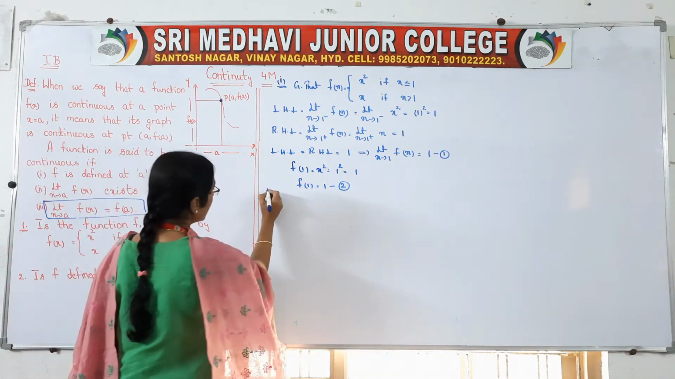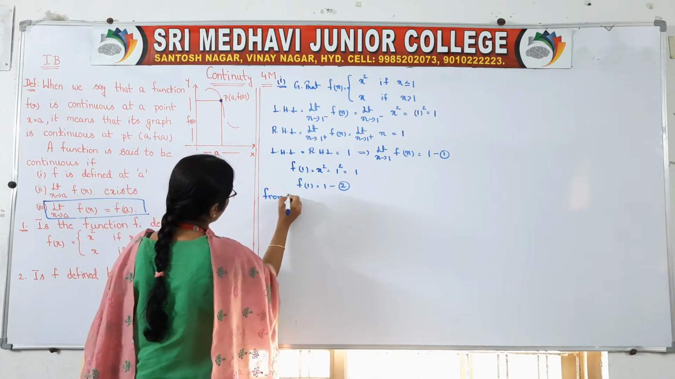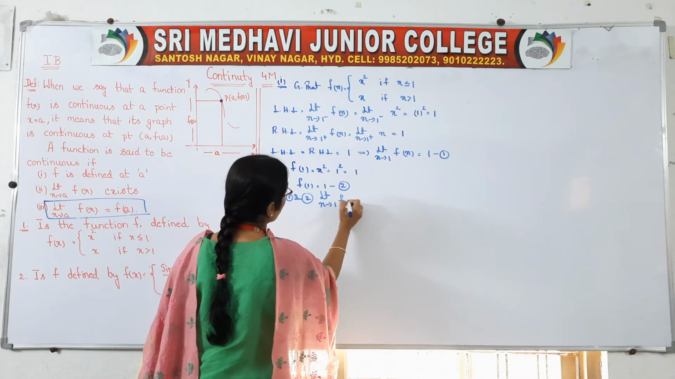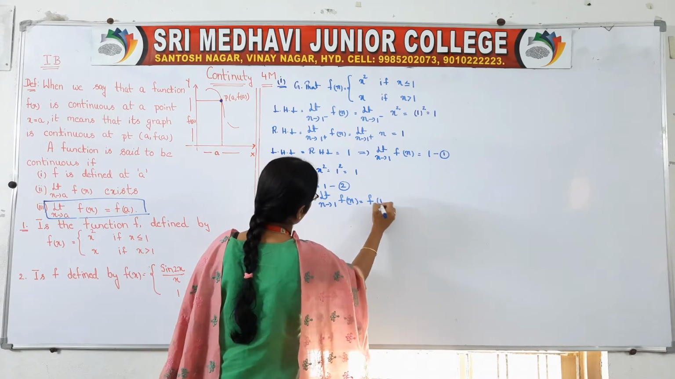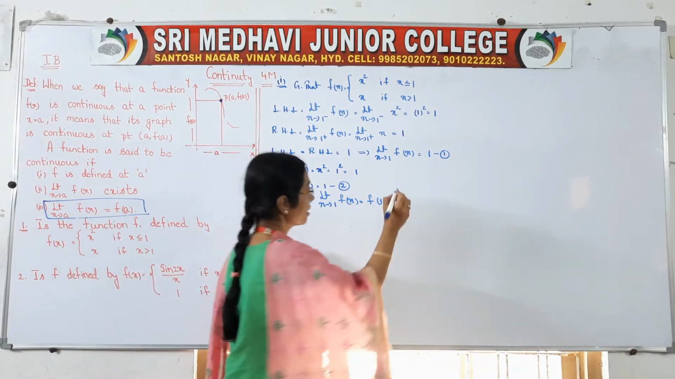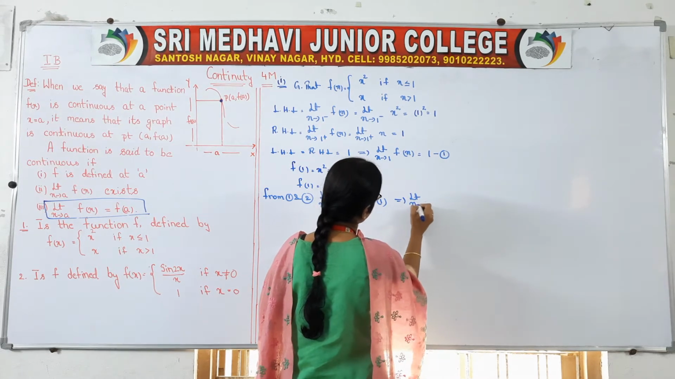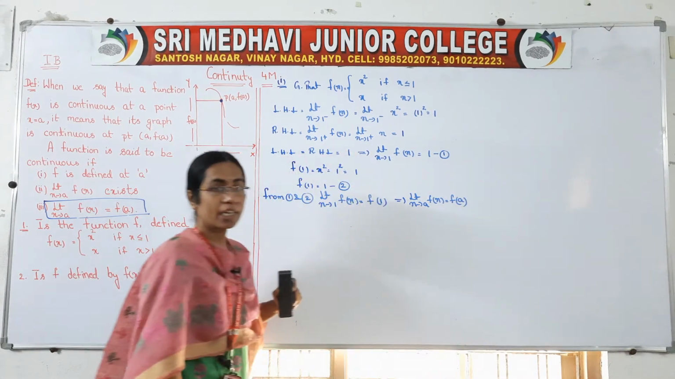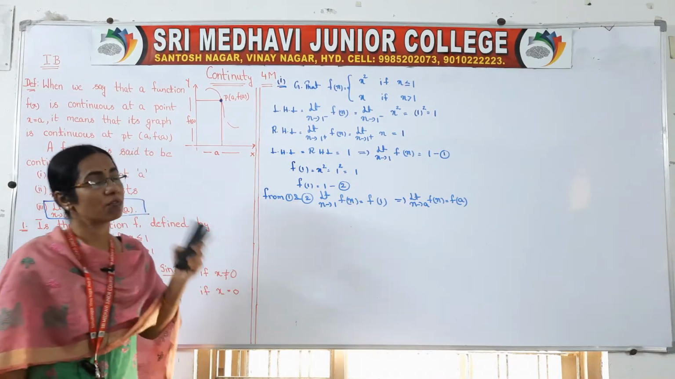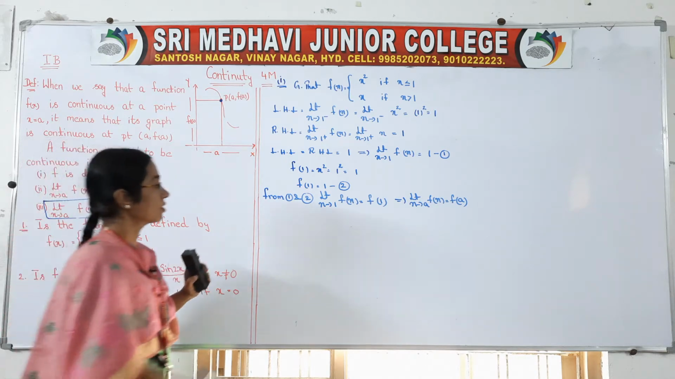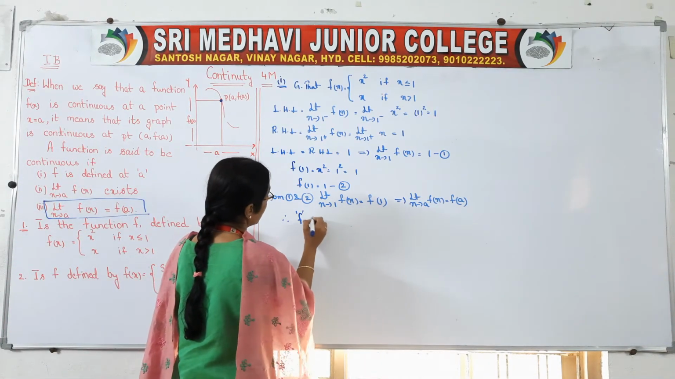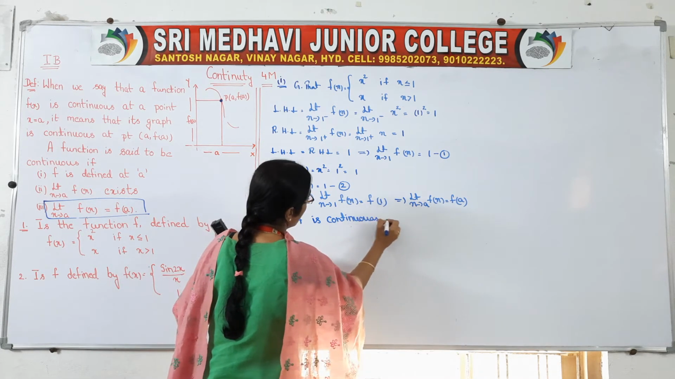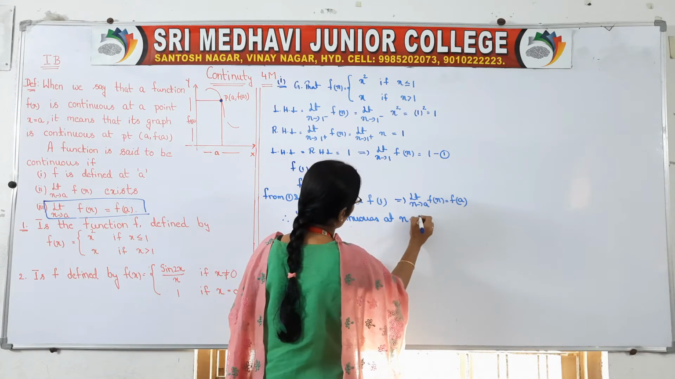Okay, so from 1 and 2, what happens? From 1 and 2, limit x tends to 1 f of x is equal to f of 1. Okay, so implies, what is the condition? Limit x tends to a f of x is equal to f of a. That condition must be satisfied for the function to be continuous. So therefore f is continuous at x is equal to 1.